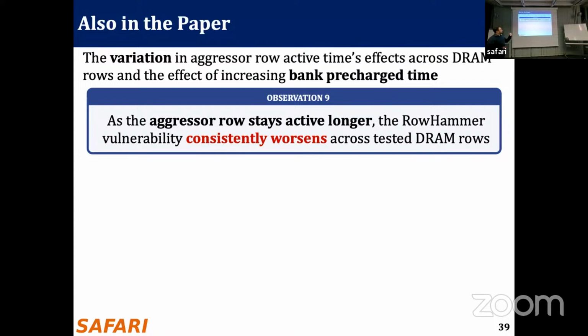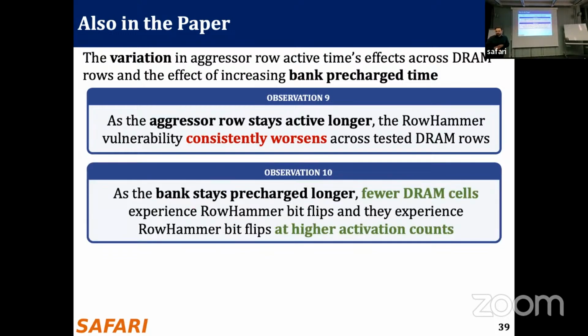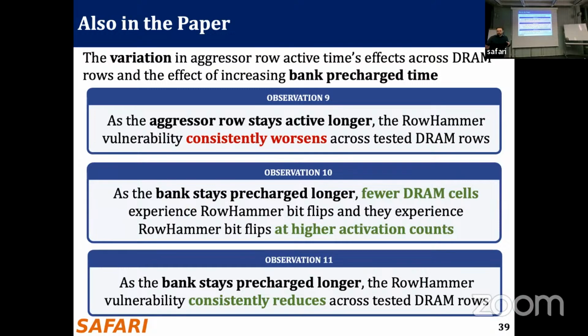Okay. So the first observation is that as the aggressor row stays active longer, the worsening trend is consistent across all tested DRAM rows. And when we make the pre-charge time longer, we observe the opposite effect, as expected. So fewer DRAM cells experience bit flips, and they experience bit flips at higher activation counts. So it makes more sense to keep the bank pre-charged for a longer time in this case. And this vulnerability consistently reduces across different DRAM rows as well.